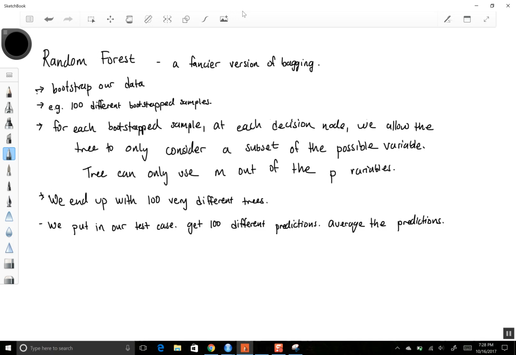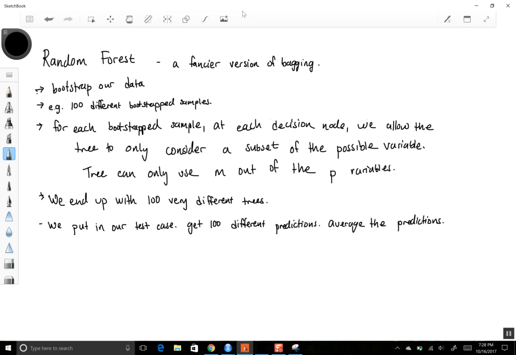So by forcing some of the trees to use a different predictor, by saying you are not allowed to look at the location, now you have to use these other factors to make your decision. By forcing the trees to be different in that way, when we take the average of them, we end up getting better predictions.